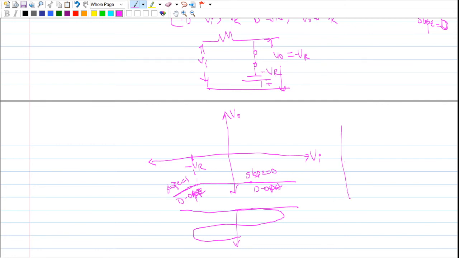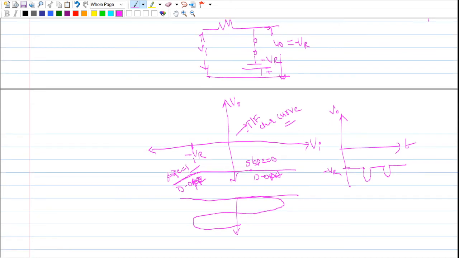So how can we get this? This part is the clipped part. This is the shunt positive clipper with negative biasing, with minus VR. So positive clipping with negative biasing, we can get this type of waveform. This is the transfer characteristic curve. So this was about the shunt positive clipper with positive biasing and negative biasing.